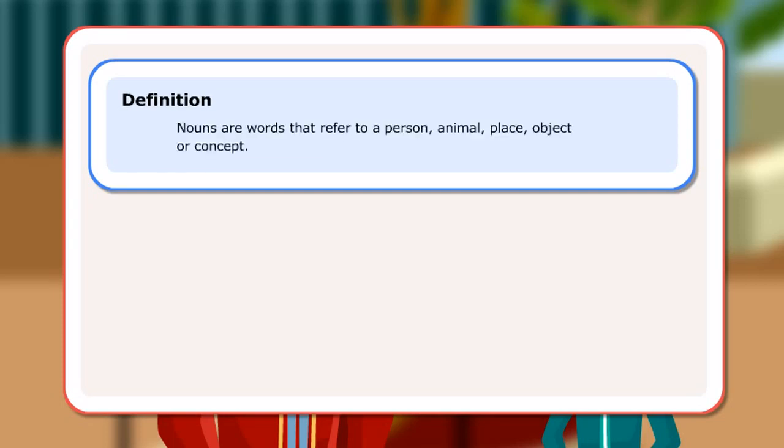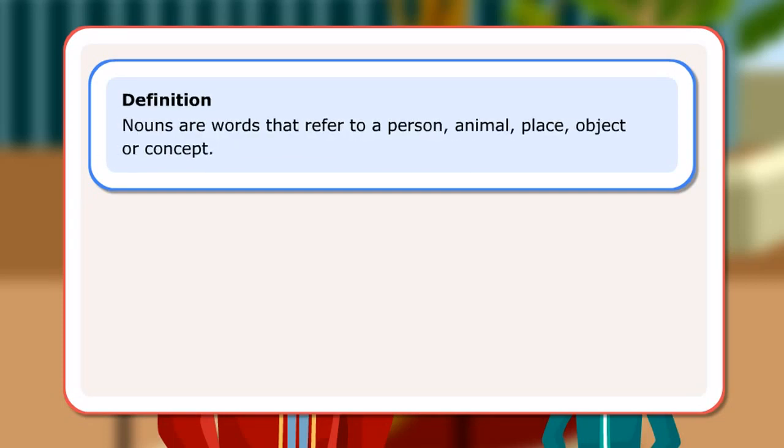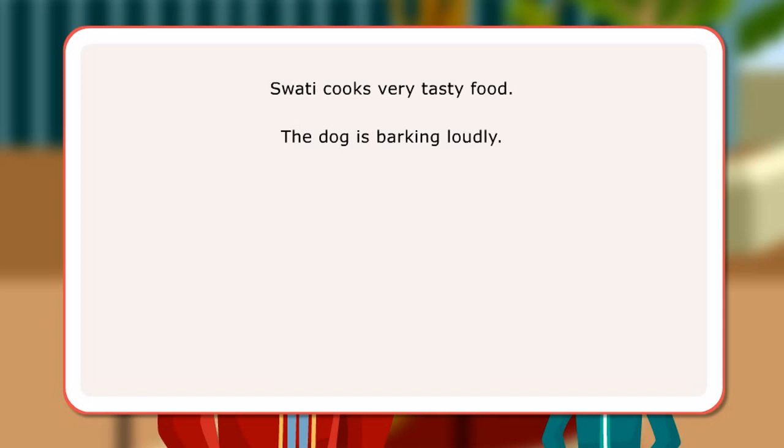Definition. Nouns are words that refer to a person, animal, place, object, or concept. Let us look at a few sentences. Swati cooks very tasty food. The dog is barking loudly.